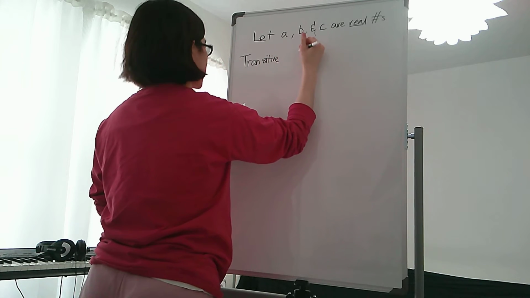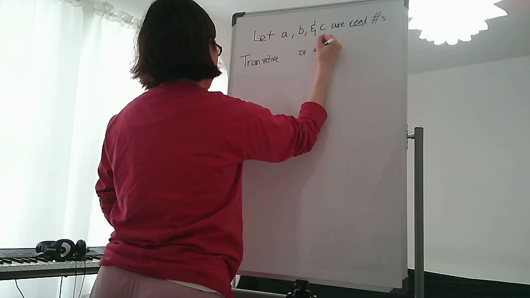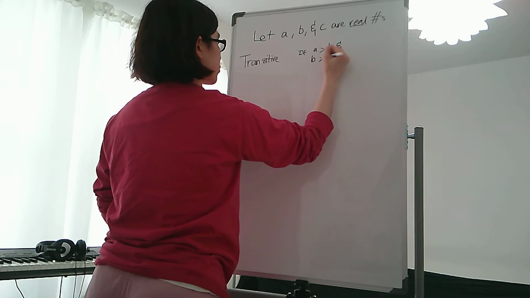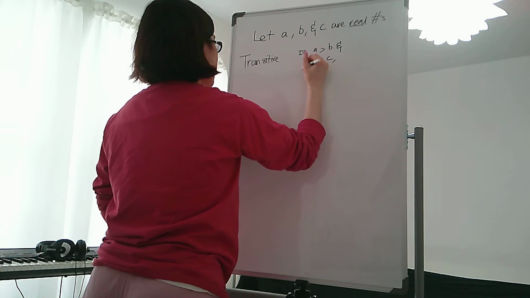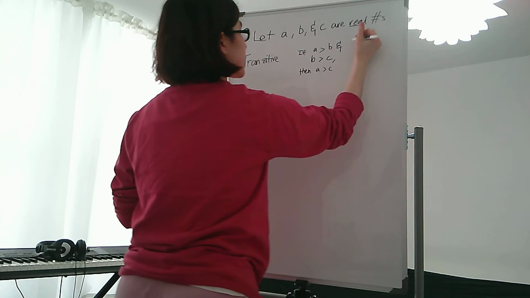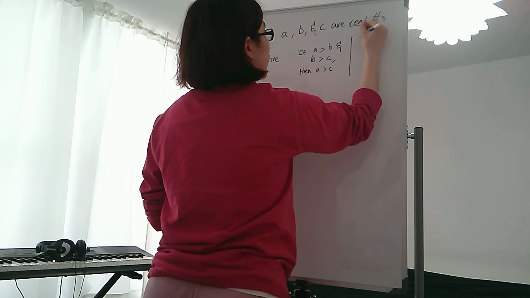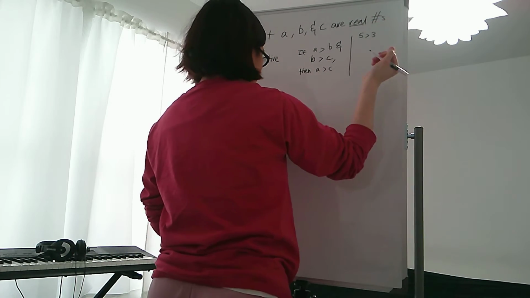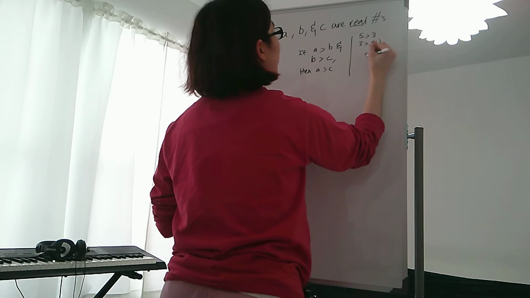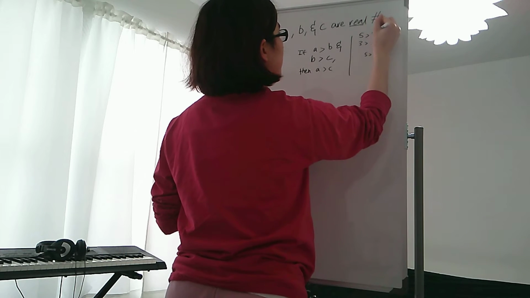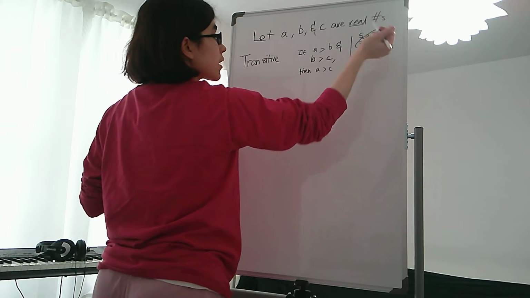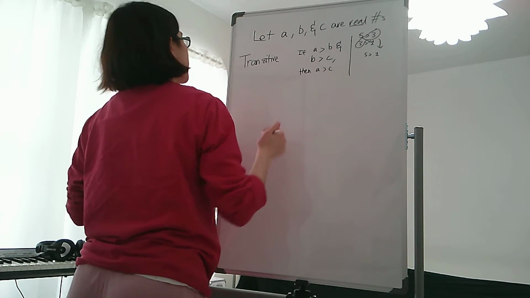Transitive property means if A is greater than B and B is greater than C, then we can say that A is greater than C. Okay, so here's an example. 5 is greater than 3, right? And 3 is greater than 1. So we can say 5 is greater than 1. You see? Because they both involve this number, so you can go straight to comparing those two directly. So that's what it means.